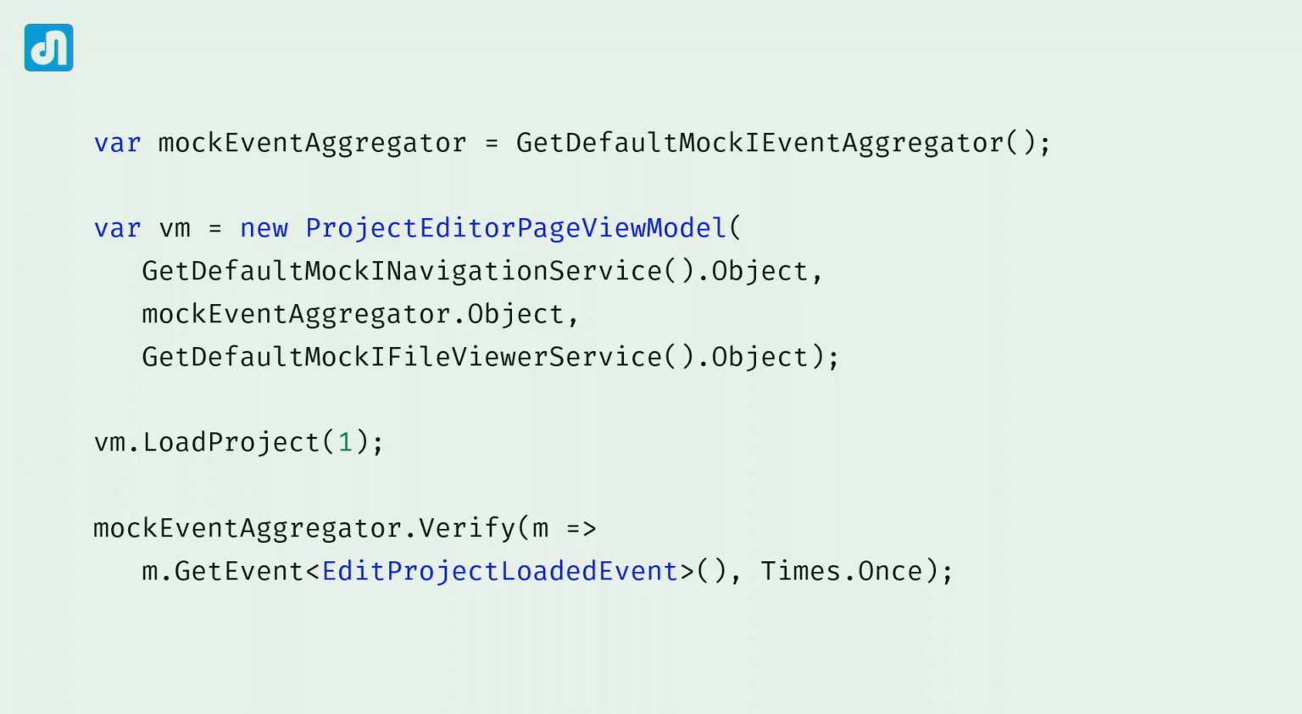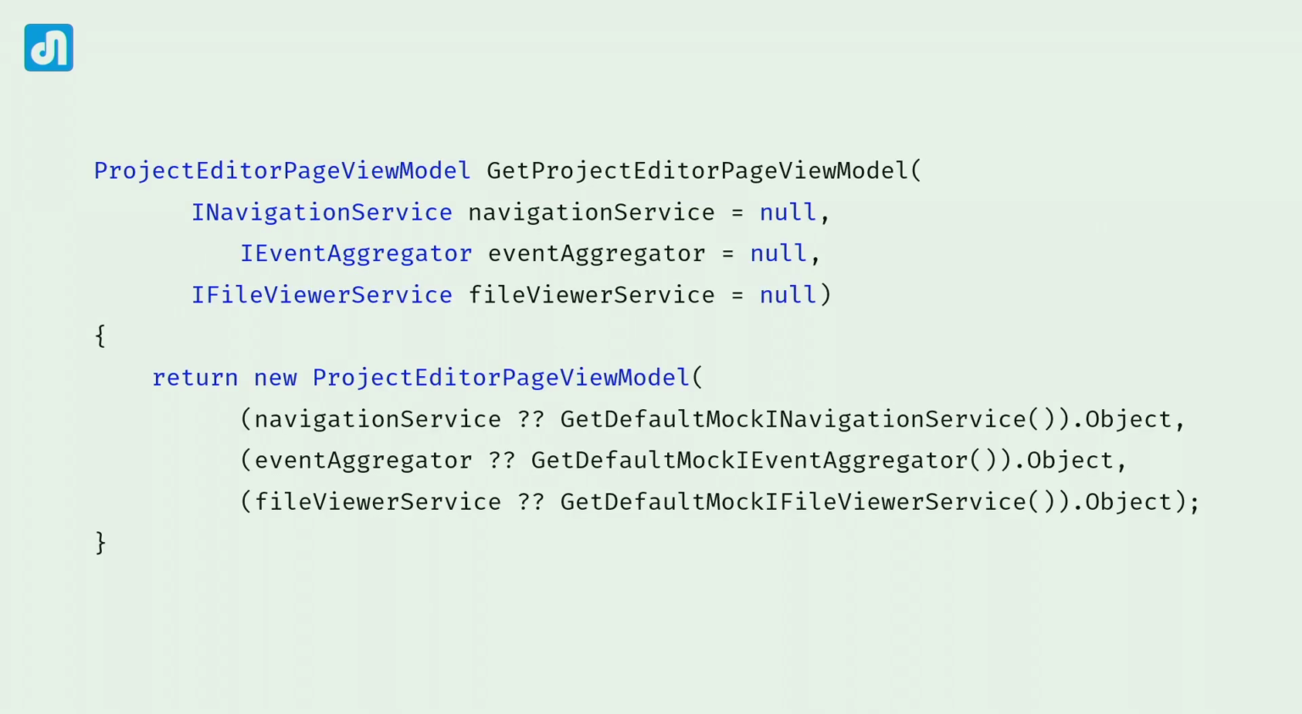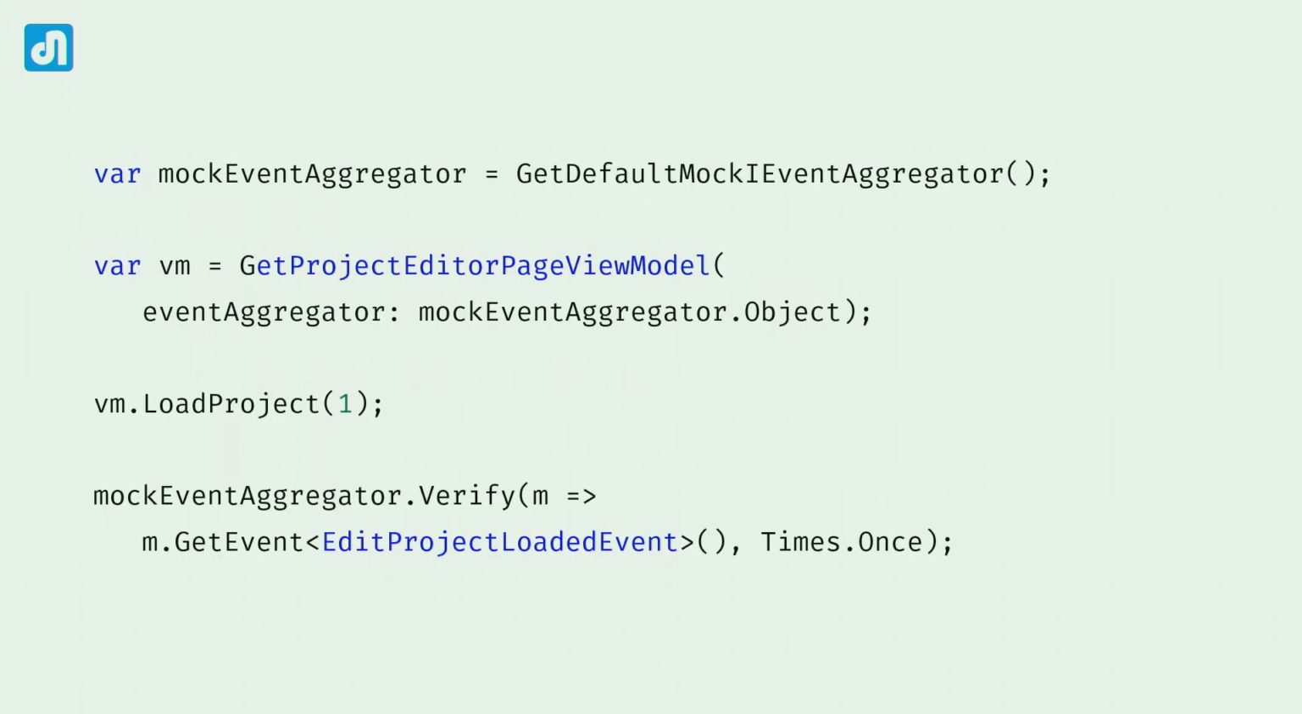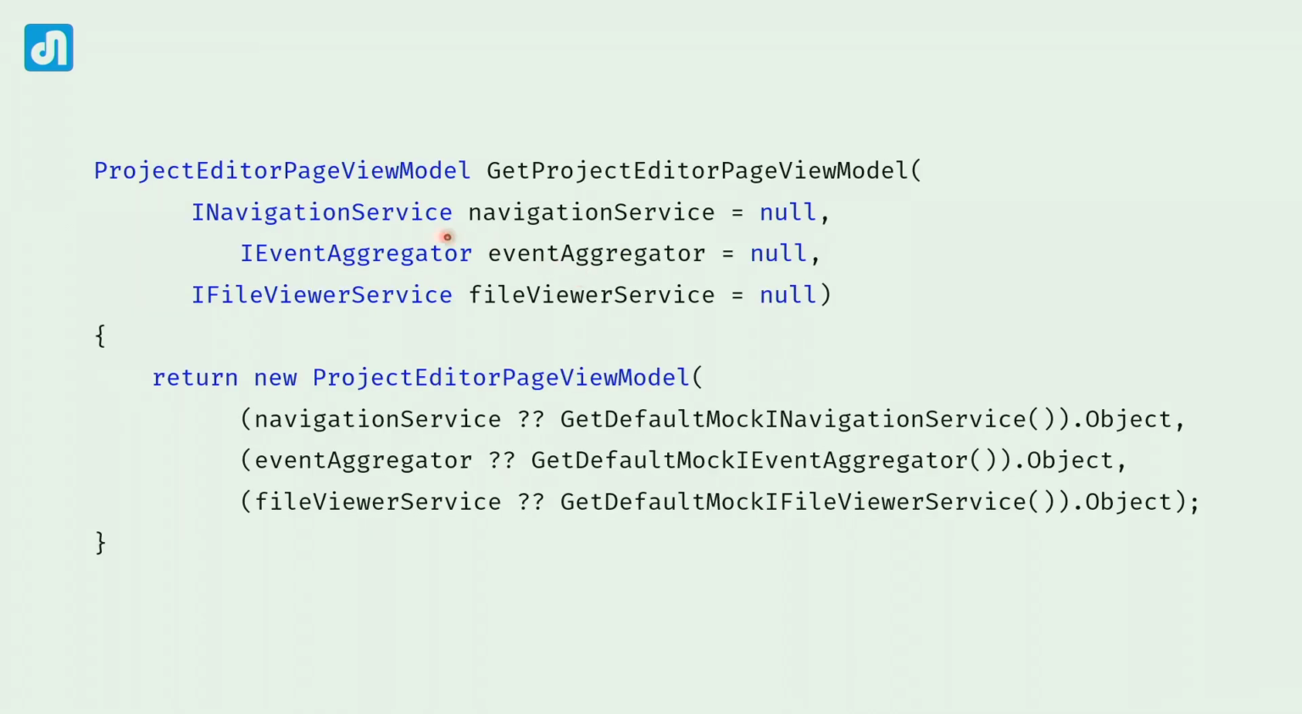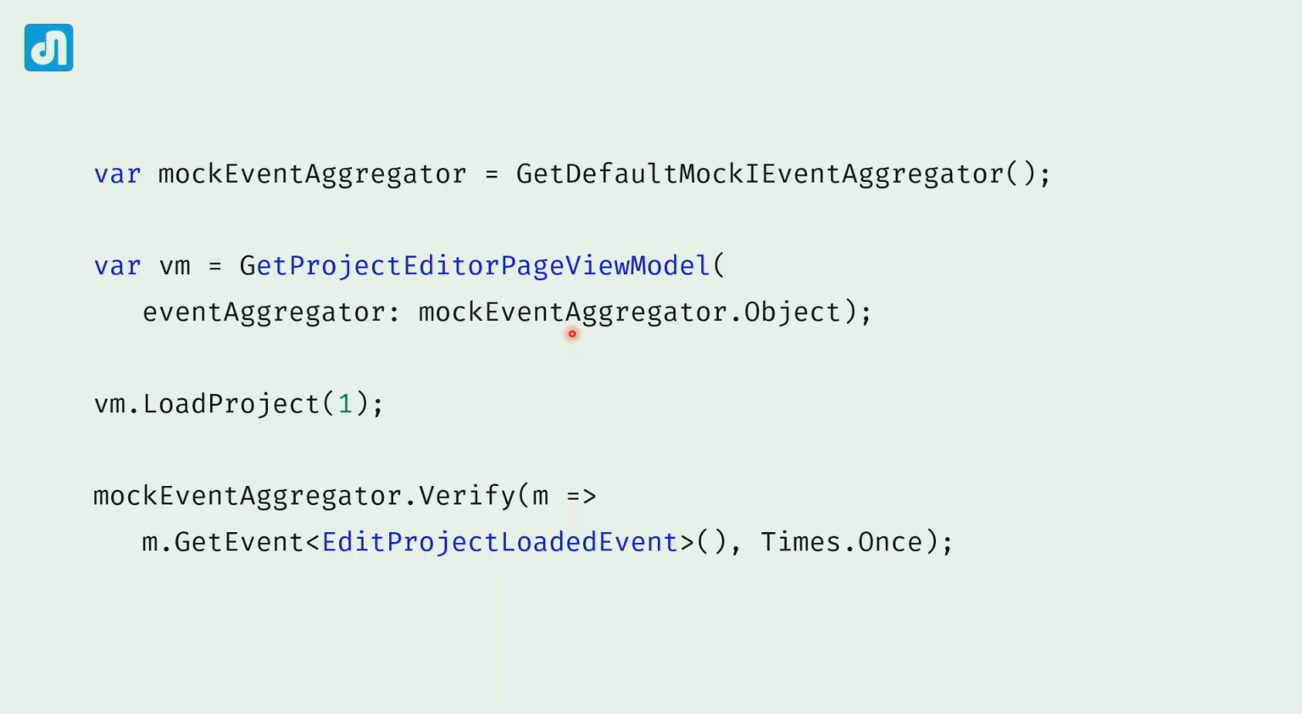I'm not having to actually instantiate all my mocks all the time, but I'm still passing them in. And then I realized that really sucks. I just create a method that does a lot of that for me, right? So now I can just go in there and say, hey, create me an editor page and throw this event aggregator on it. This is a particular thing I want to do, but all the rest of the stuff that we had defined here, all these other ones get created by default.